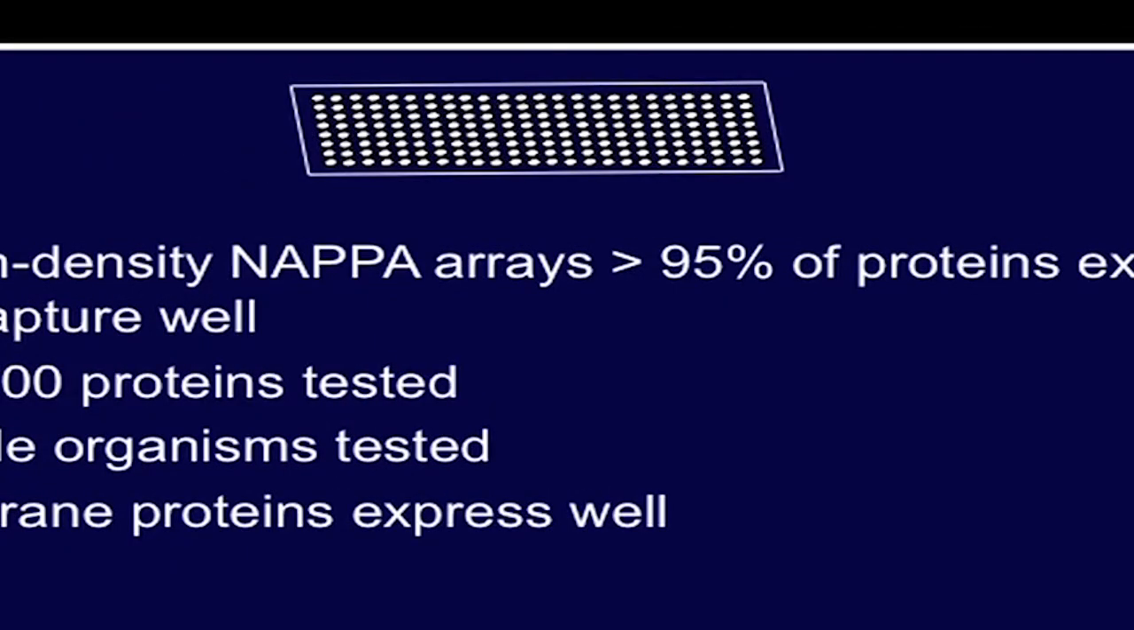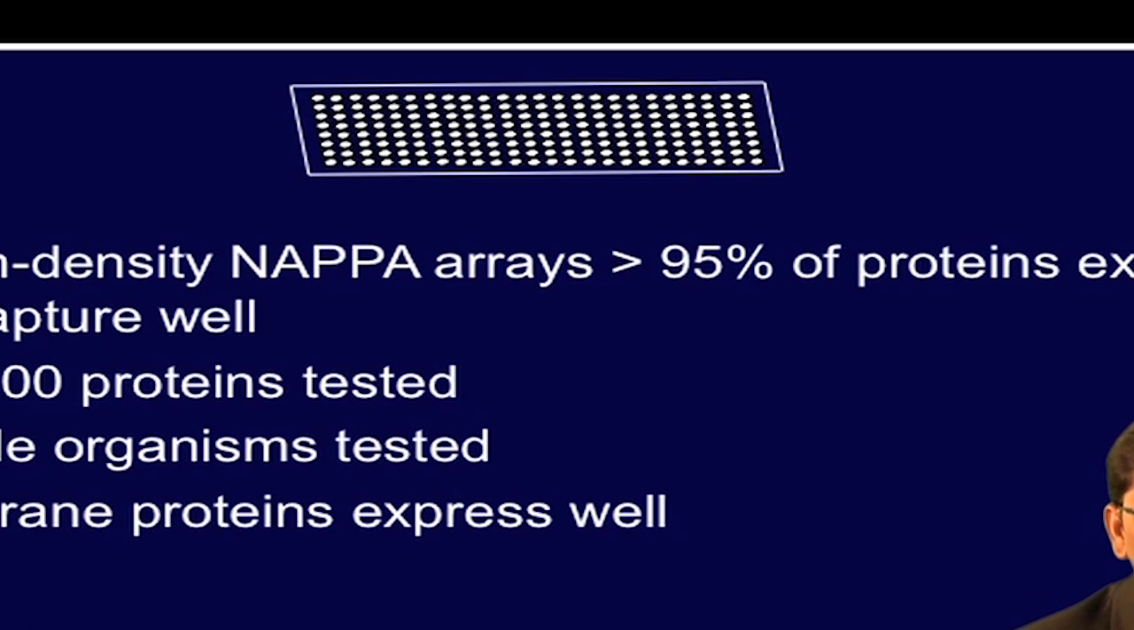NAPPA arrays are a good platform for achieving high density arrays and successfully enable capture of over 95% of proteins. Over 13,000 human proteins have been tested on this array surface. NAPPA arrays have also been applied on various organisms.